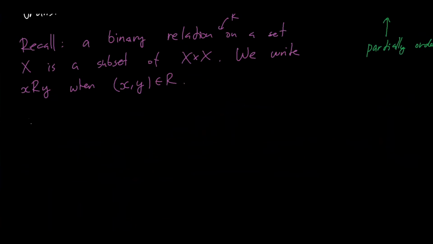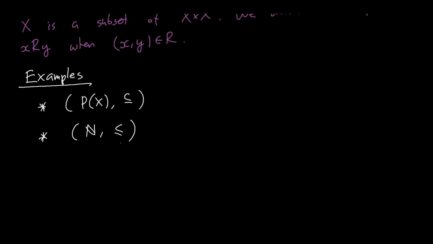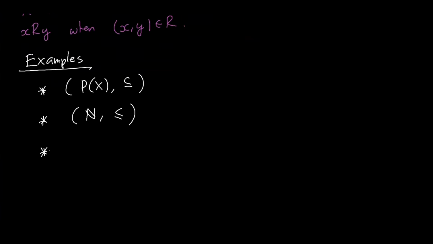So let's look at some examples of partially ordered sets. Well, obviously, the one we spoke of earlier, power set of a set with a subset relation, will be a partially ordered set. Another obvious example is the set of natural numbers with less or equal to relation. A third one, which is a very important one as well, again, the set of natural numbers, but now as your relation, take the divisibility relation. So what does that mean?